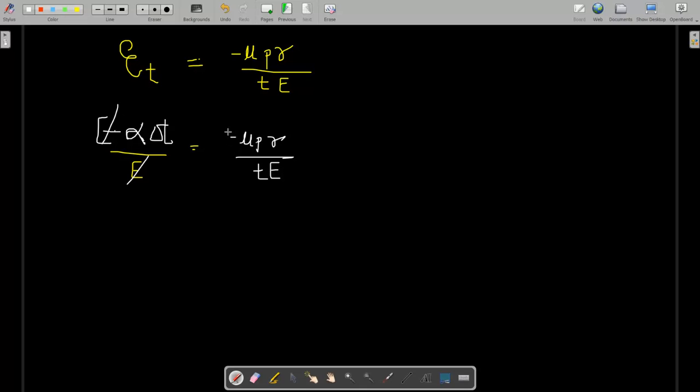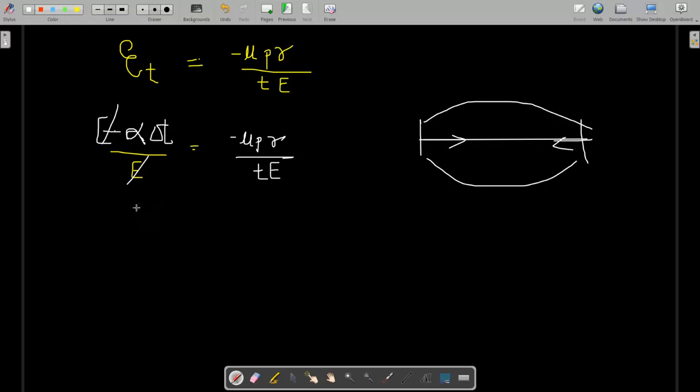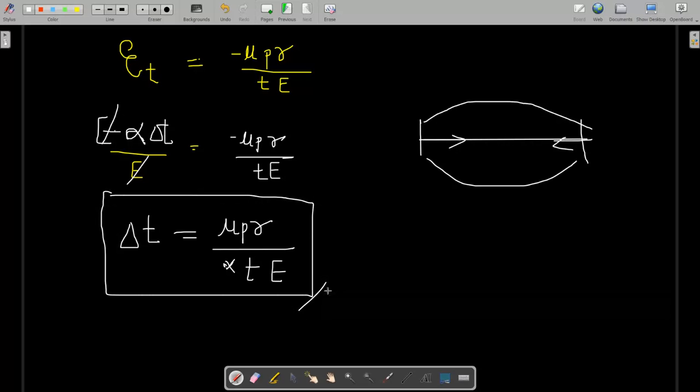Why minus here? Because it represents the direction. If the bulging happens, the longitudinal direction will tend to compress. So we will neglect this minus sign, and we can write delta T equal to mu P R by alpha into t into E. Here alpha is the thermal expansion coefficient of the cylinder material. So this is the answer. This much temperature should be increased to prevent the buckling and the leakage.